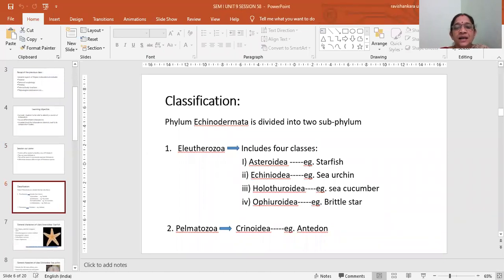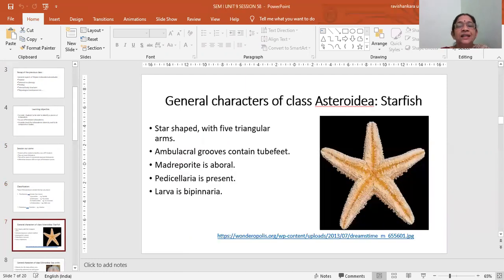The phylum is classified into two broad divisions, Eleutherozoa and Pelmatozoa. Eleutherozoa includes four classes, which are all pentamerously radially symmetric: Asteroidea, Echinoidea, Holothuroidea, and Ophiuroidea. And Pelmatozoa includes the Crinoidea, which are the sea lilies.